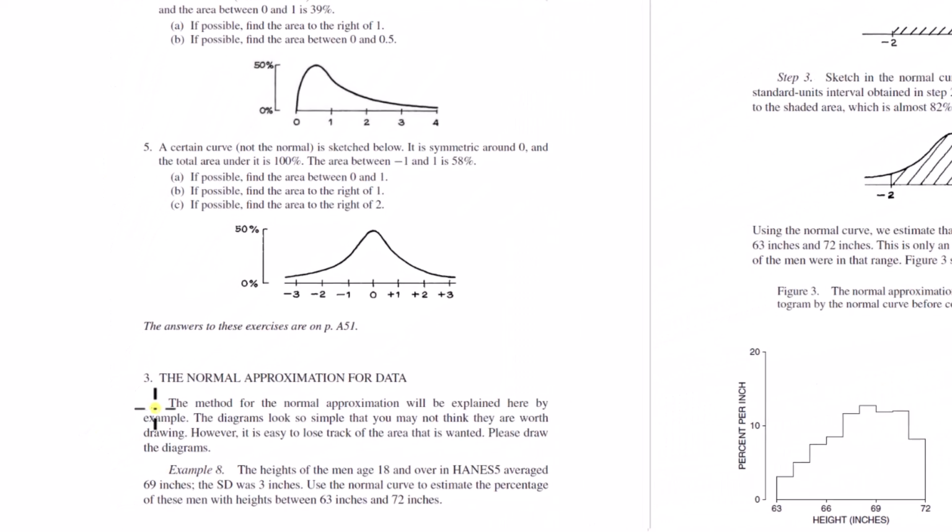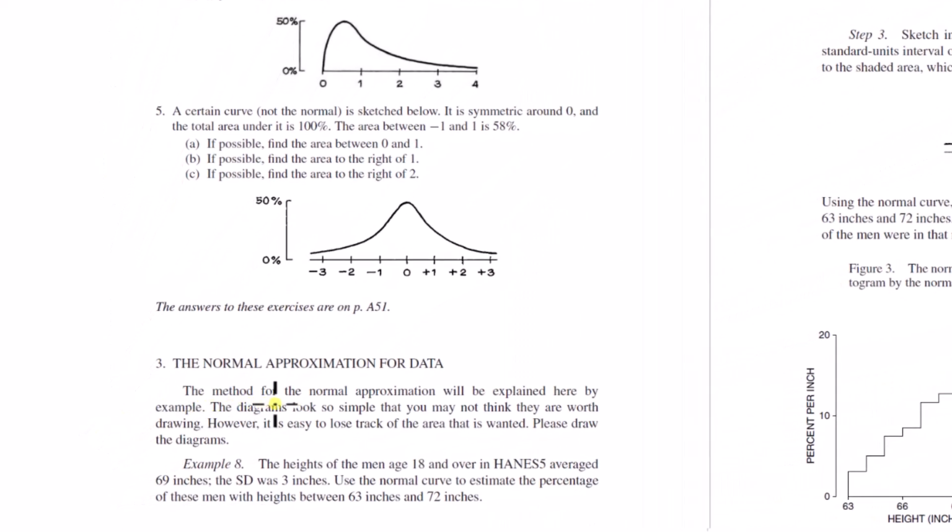All right, so with that in mind, let's take a look at section 3 here. So the method for the normal approximation will be explained here by example. The heights of the men age 18 and over in Haynes 5 averaged 65 inches, and the standard deviation was 3 inches. Use the normal curve to estimate the percentage of these men with heights between 63 inches and 72 inches. Okay, so of these data points, we're not talking about all of men in the United States at this time. All we're talking about is just the data points in the Haynes 5 study, all of the men that were involved in the Haynes 5 study, age 18 and over.